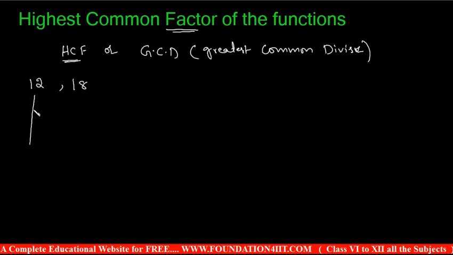If you see the factors for 12, it's 1, 2, 3, because 1 times 12 is 12, 2 times 6 is 12, 3 times 4 is 12. These are the factors: 4, 6, and 12. So the factors are 1, 2, 3, 4, 6, 12. Next, similarly take the factors of 18.